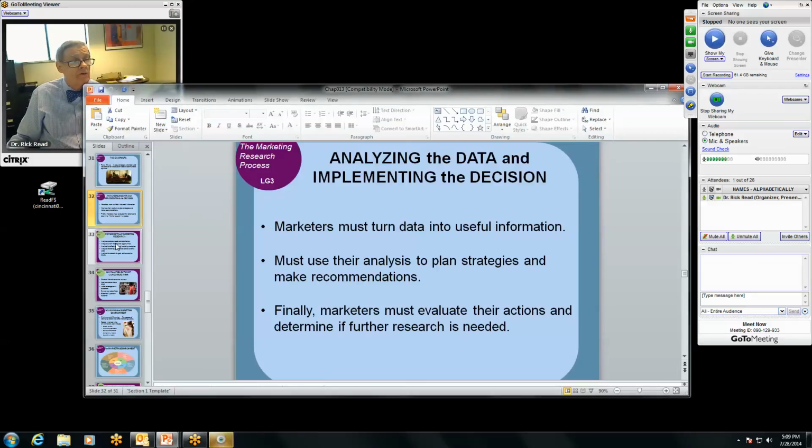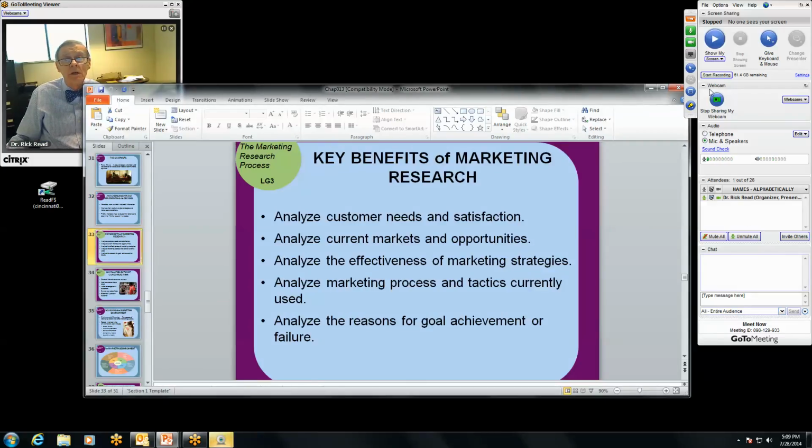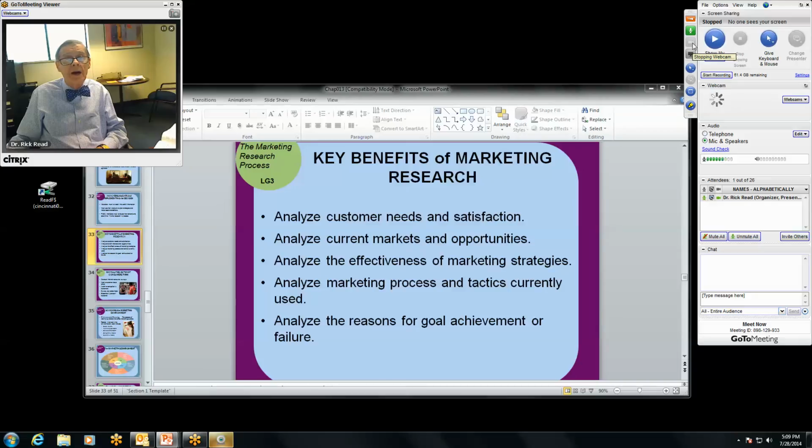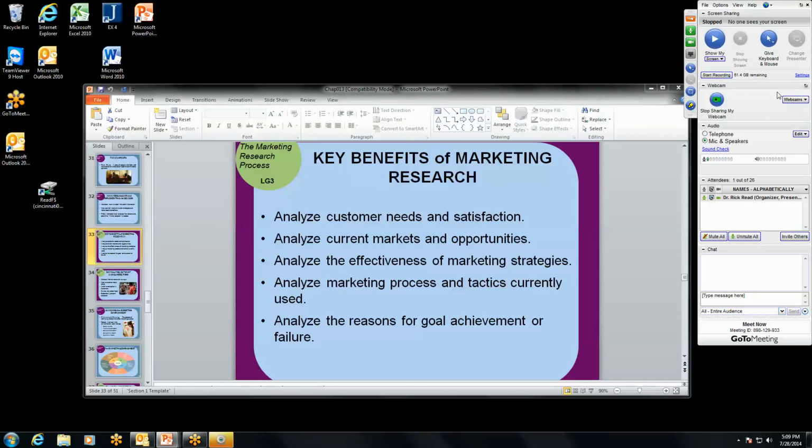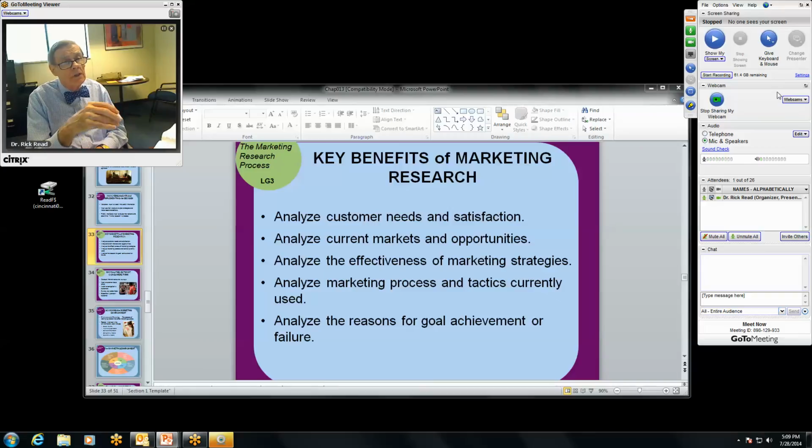And it kind of says down there in the last bullet what I said. I said it a little bit differently than what the slide says. All right. Now, here are the benefits of marketing research. And we need to think about a couple of these. I'm not going to go through all of them, but a couple of these.